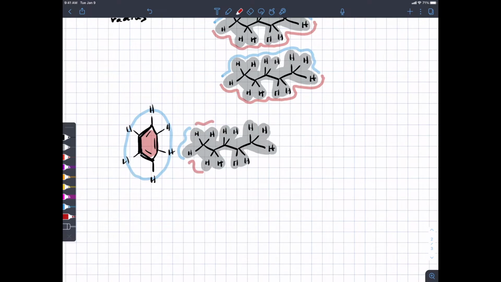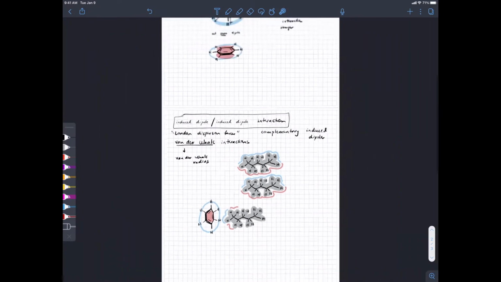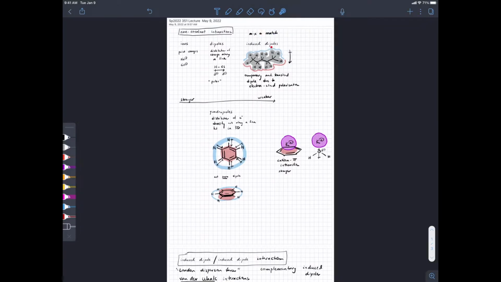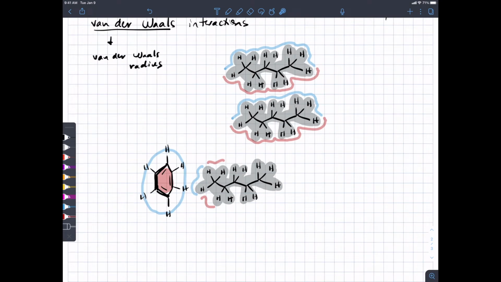So this is what I mean by mix and match. I could take an ion. We talked about that at the very beginning. I could take an ion and do the same sort of thing. I could take a dipole and do the same sort of thing. All right?